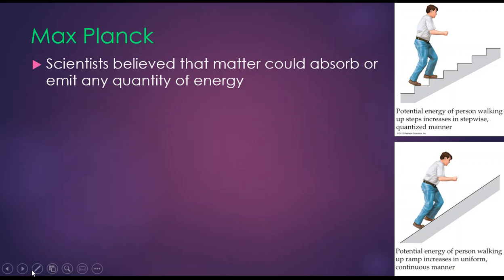Now, Max Planck was part of the development of the quantum mechanical model and all of the science at the beginning of the 1900s, and basically came up with the idea that matter could absorb or emit any quantity of energy. He sort of disputed that fact, that it could absorb and emit any amount.